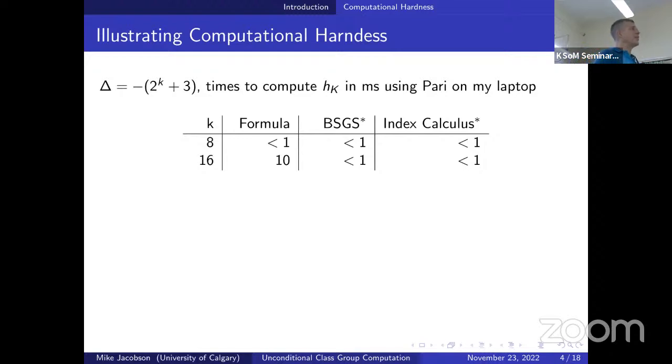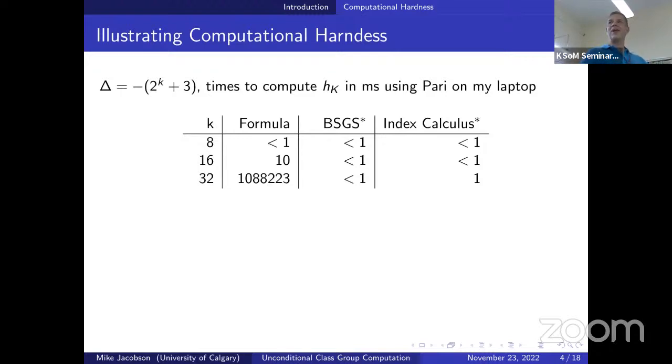We'll double the bit length of the discriminant, so I'm looking at about 2 to the 16 for the discriminant. Now we're starting to see some problems with our formula. Suddenly this is taking 10 milliseconds. Again, not very painful in practice, but compared to the other two, which are still less than a single millisecond, this one's now starting to show some problems.